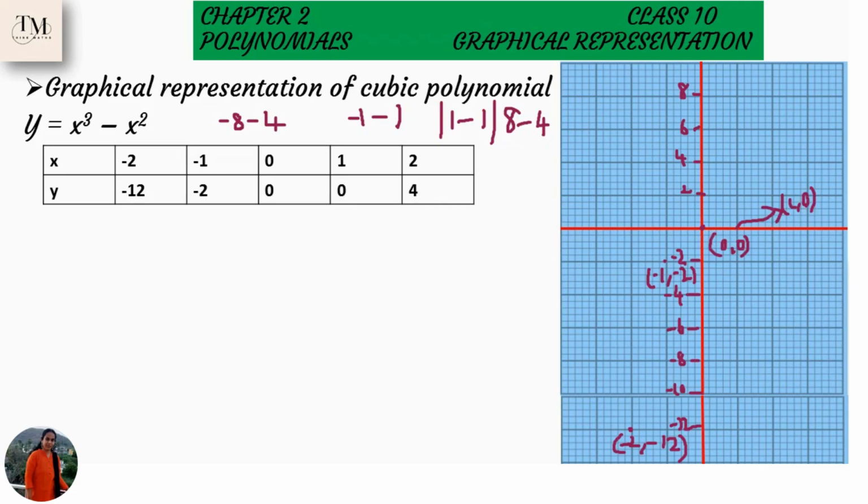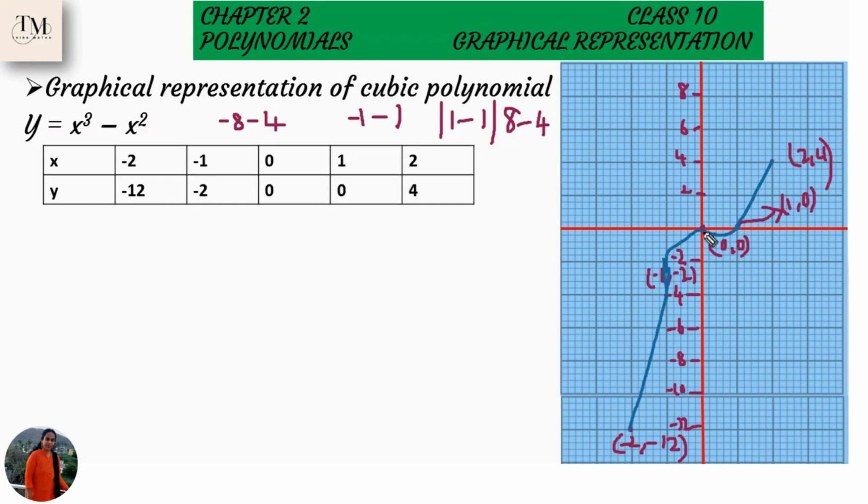So next value is, just a minute, I will erase this one. 1 comma 0. Next 2 comma 4. So 2 is here. 4, if we go straight, it is here. This is 2 comma 4. So let me take another color. Okay. So if we join the points, we get a graph this way.